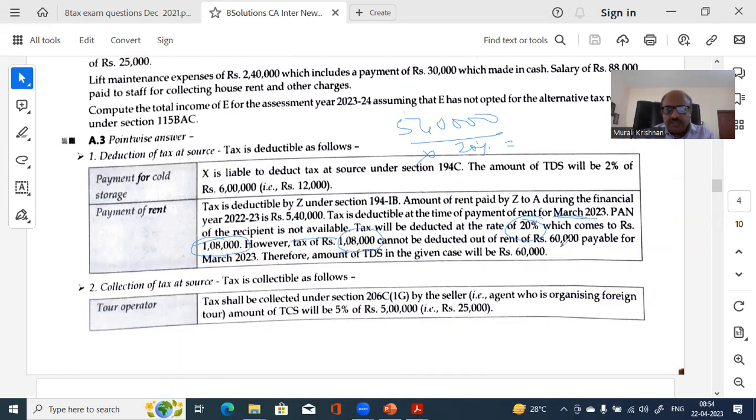But the problem is, he is going to pay only 60,000 now. Every month he doesn't have to deduct; only in the month of March he has to deduct. Therefore, only 60,000 is to be paid, but 1 lakh 8 is the total amount to be deducted. He doesn't have money to deduct, he has to pay only 60. So only 60,000 will be deducted.